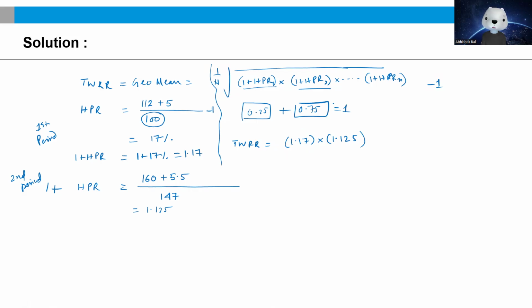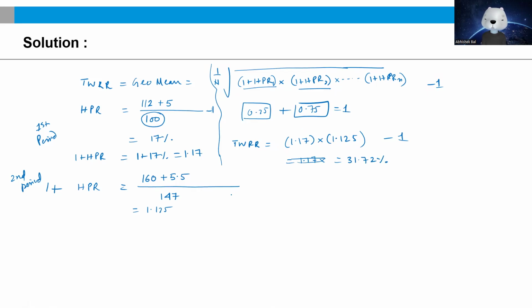We could simply take the multiplicative term and then deduct 1 from here, so which becomes 1.17 into 1.125. Okay, we've already done this. So this, if you work through, is going to give you a result of 31.72%.